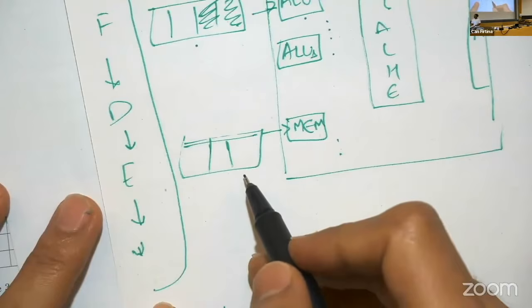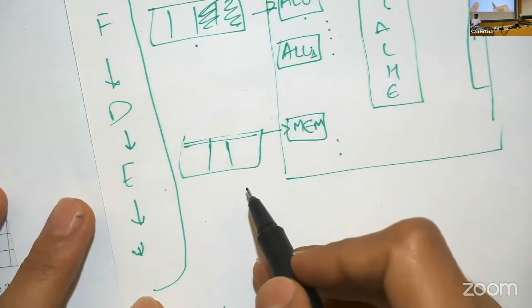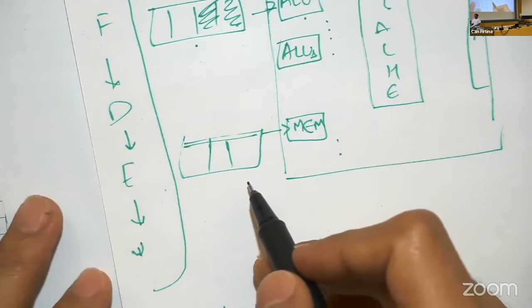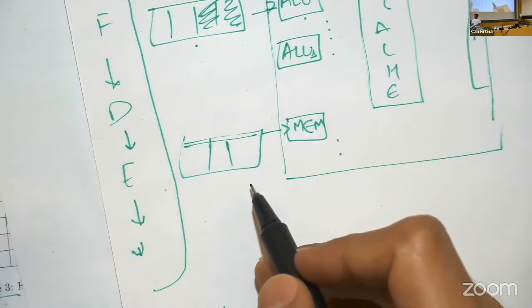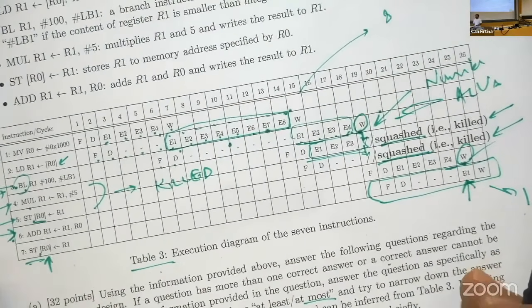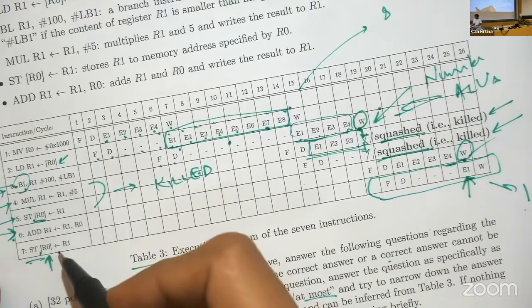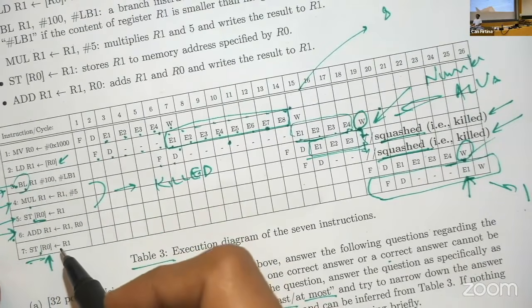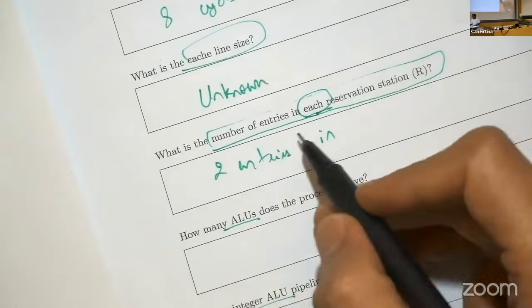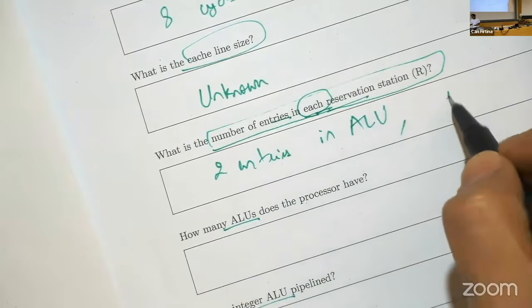You need to answer what is the number of entries in the memory reservation station. Coming back to the concept, how do you determine the number of entries in the memory reservation station? You look for instructions which have overlapping execution units, but unfortunately, I don't have any such instructions. I saw that all of my load stores are preceded by other instructions, so it is very difficult to determine this. In this case, you can say that the number of entries in the reservation station for memory is unknown.